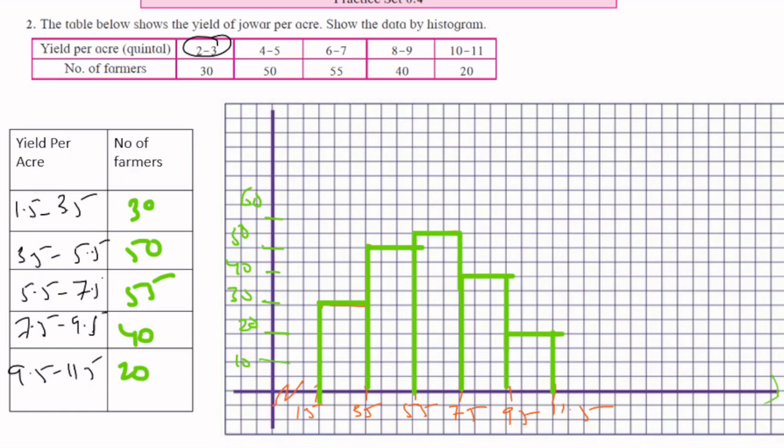If you want to segregate this further, you can write the numbers in the boxes, so it will be easy to identify here: 30, 50, 55, 40, and 20, though it's not needed. It's up to you. In the last example, we had added a lot of colors. It's not needed, it's an additional thing. If you want, you can do it. This is the only stuff required.